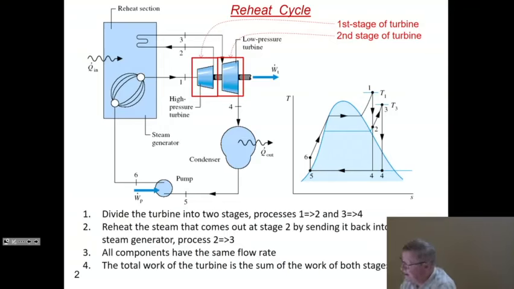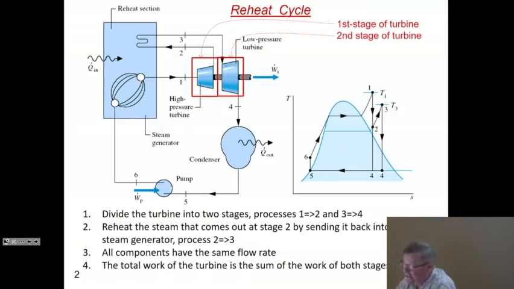So if we look at the TS diagram, we start at the same point 1 where we started before. We go through the first stage of the turbine, and if that works isentropically, we go from 1 to 2. And then we go back into the reheat section of the steam generator from 2 to 3, at which point we go into the second stage of the turbine that sends it from 3 all the way to 4, and then the rest of the cycle is the same. We then condense the water in the condenser to 5, pump it back up to 6, and then go through the steam generator to point number 1.